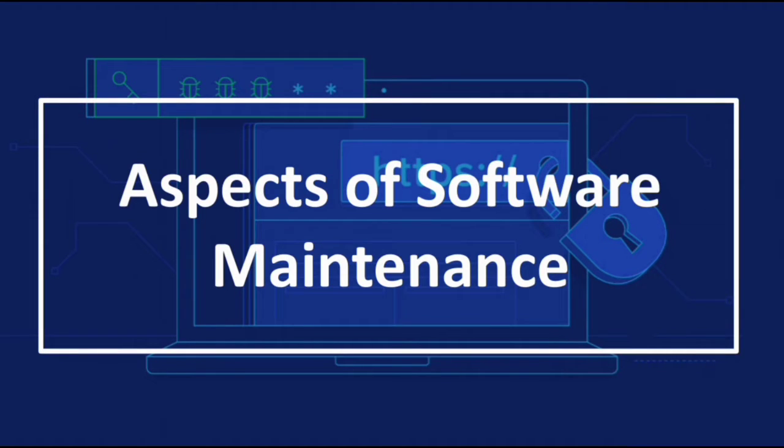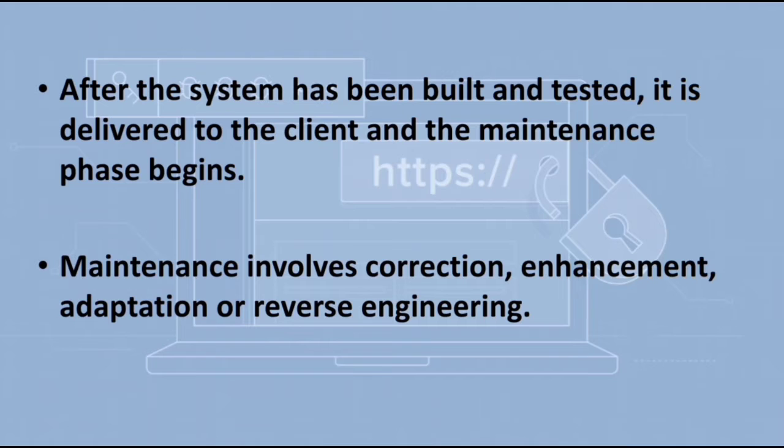Aspects of software maintenance. After the system has been built and tested, it is delivered to the client and the maintenance phase begins. So, the moment na natapos gawin yung software na yun at na-deliver sa mga clients, doon na po magsisimula yung maintenance ng software. Maintenance involves correction, enhancement, adaptation, or reverse engineering. Yung correction po ay kapag may mga bugs po na na-discover sa software na yun and you will make a change para yung software na yun ay maayos.